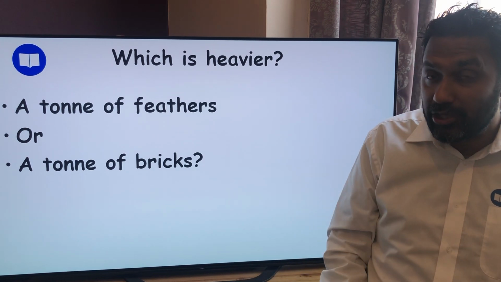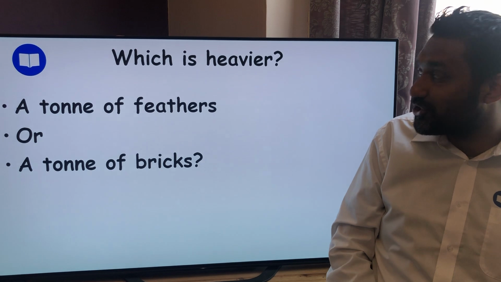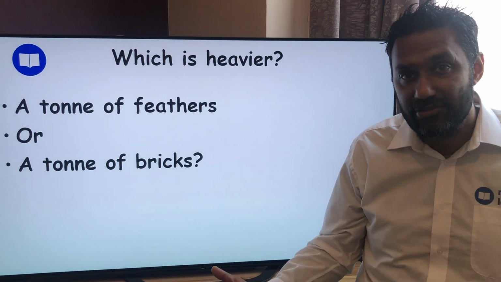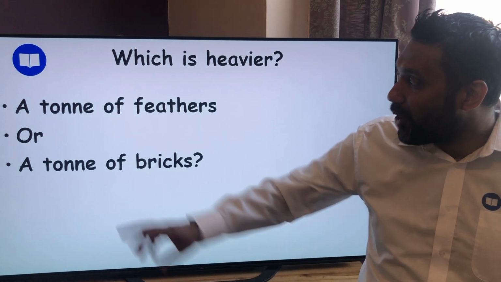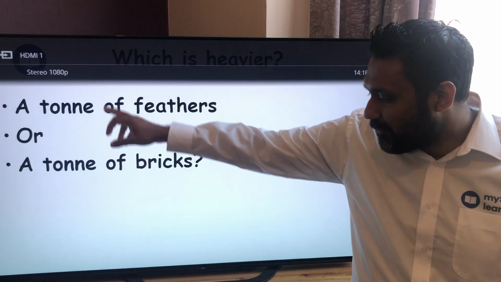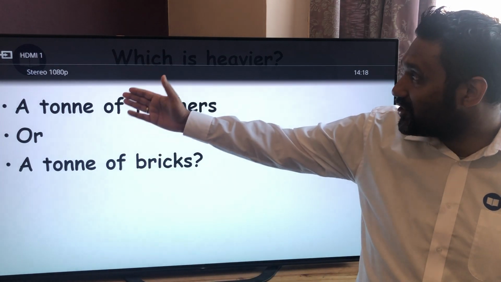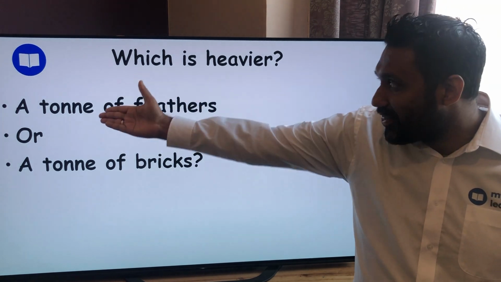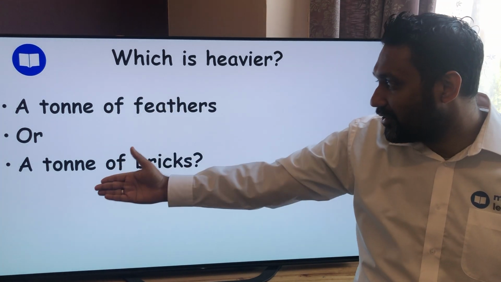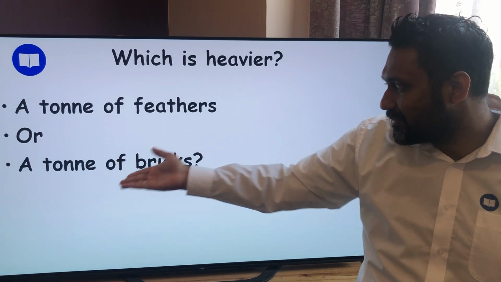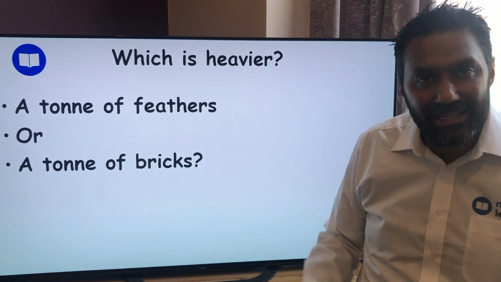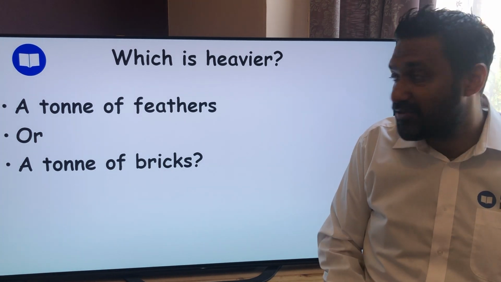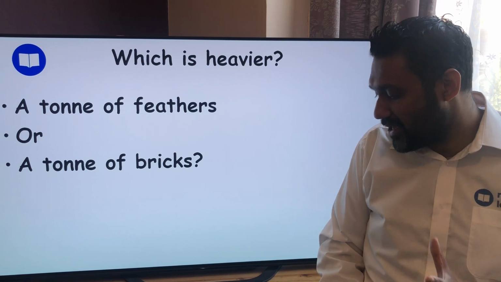However, it's a trick question. If some of you have thought about this, it's a trick question. Neither is heavier. Wow, shock horror. What do you mean neither is heavier? Neither is heavier because they both weigh a ton. Now, how much is a ton? A ton is another unit. It's 1,000 kilograms. So if I've got a ton of feathers, that's 1,000 kilograms of feathers. And I've got a ton of bricks, that's also 1,000 kilograms of bricks. So they're both exactly the same weight. They've got the same mass because they've both got 1,000 kilograms of stuff. And this is a bit of a misconception, a little trick question.